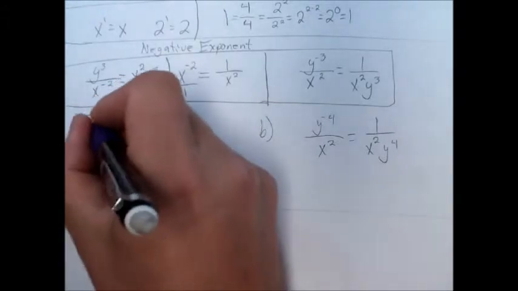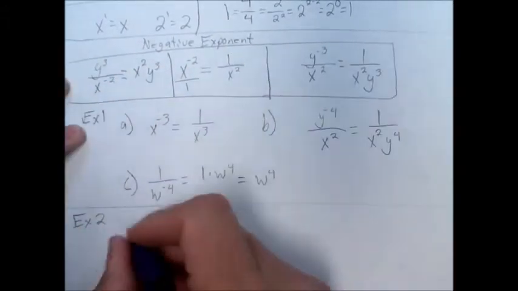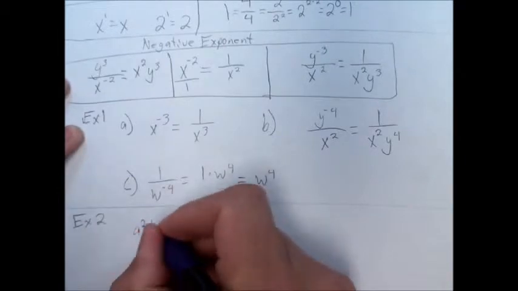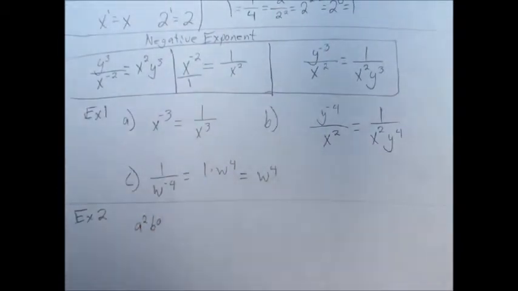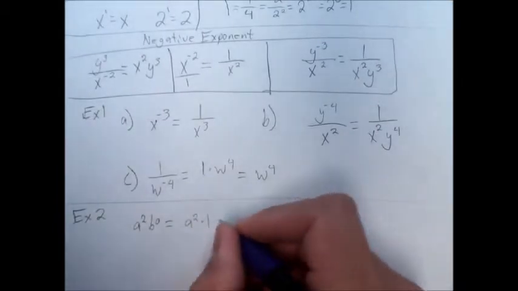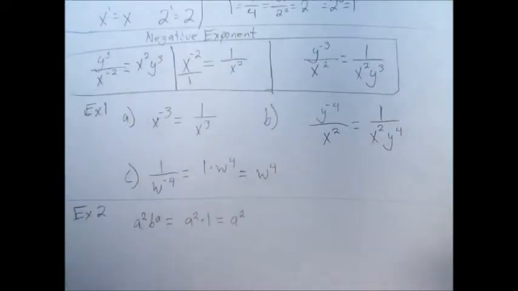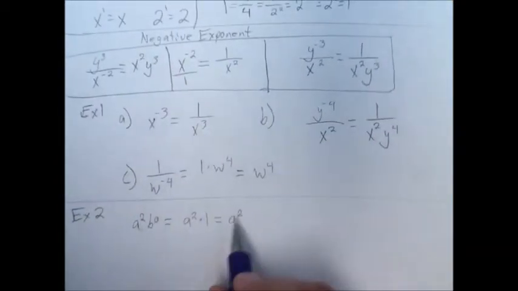That was example 1. Example 2 then. This is using that exponent rule that says anything to the 0 power is 1. So if I simplify this, it would look like a squared multiplied by 1. But what's a squared multiplied by 1? It's itself. It's an identity. So using the identity property, I see that it's just a squared.